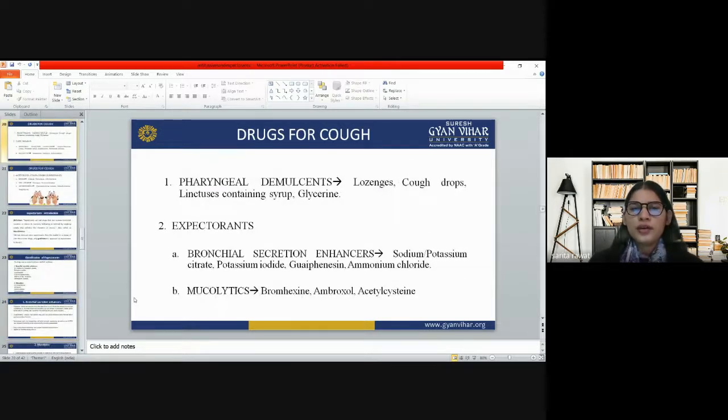Then drugs for cough. We have a pharyngeal demulcent that includes lozenges, cough drops, linctuses containing syrup and glycerin. Then we have expectorants: bronchial secretion enhancers, sodium potassium citrate, potassium iodide, guaifenesin, ammonium chloride. Then we have mucolytics that break down the mucus: bromhexine, ambroxol, acetylcysteine.